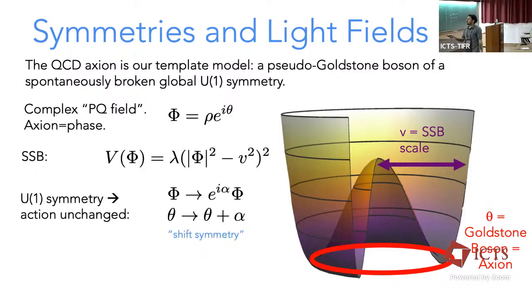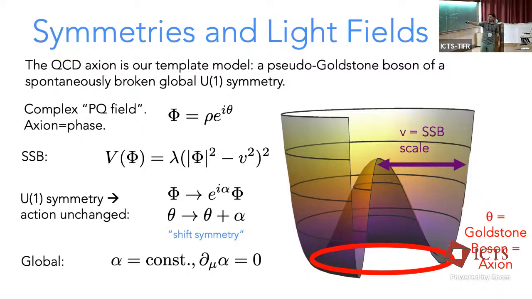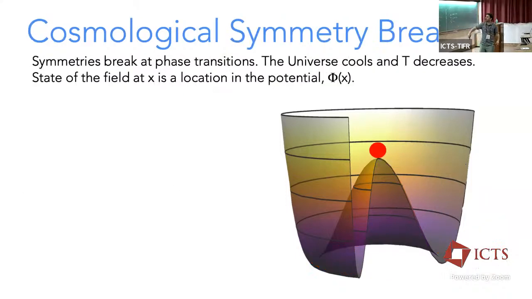So the U(1) symmetry tells us that the action is unchanged by a constant complex change of phase to the field phi. And you can just see from the coordinates there that the complex phase of the field phi corresponds to a shift of the angular direction of the axion. So we say that the axion has a shift symmetry, but it's really just a U(1) symmetry. It's a global symmetry, which tells us that this alpha factor here is a constant in the phase, so the derivative of alpha has to be 0.